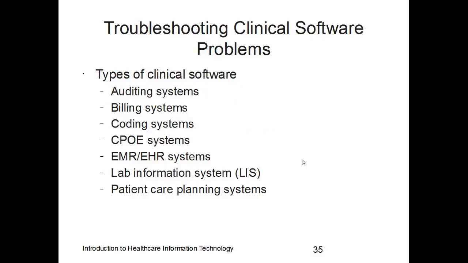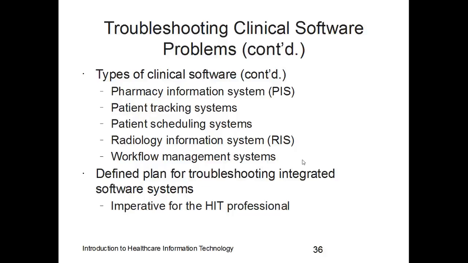Now we'll talk about troubleshooting clinical software problems. There are a variety of different kinds of clinical software, including auditing systems, billing systems, coding, CPOEs, electronic medical record or electronic health record systems, lab information systems, patient care planning systems, pharmacy information systems, patient tracking, patient scheduling, radiology information, and workflow management. And there must be a defined plan for troubleshooting any software system that is integrated. So this is imperative for the healthcare IT professional.